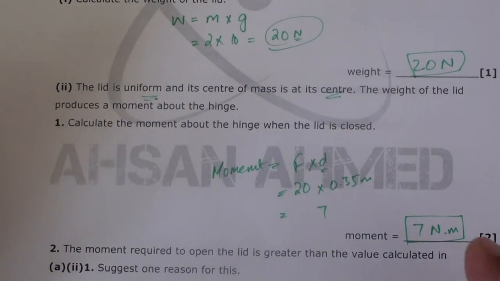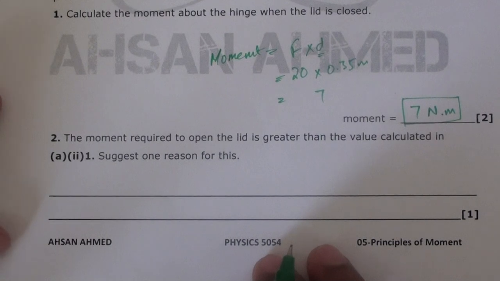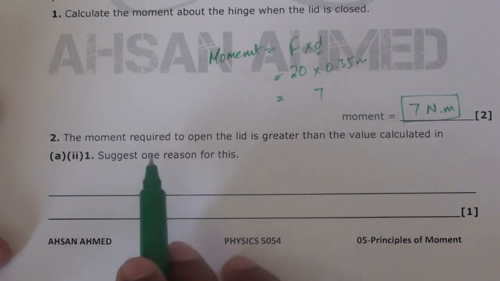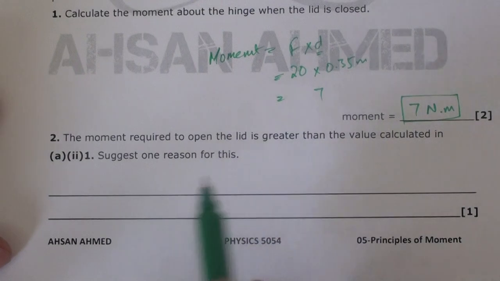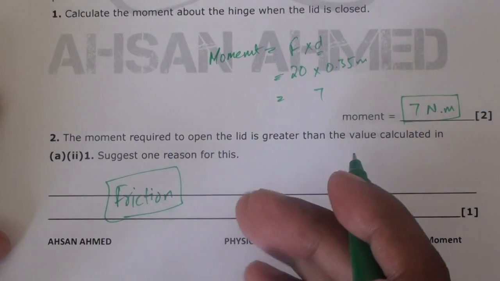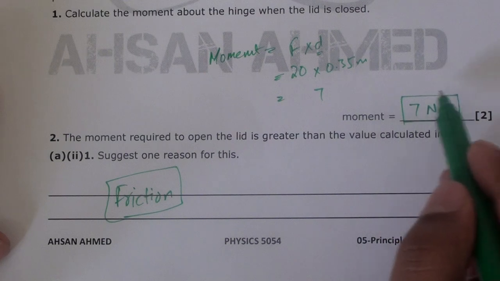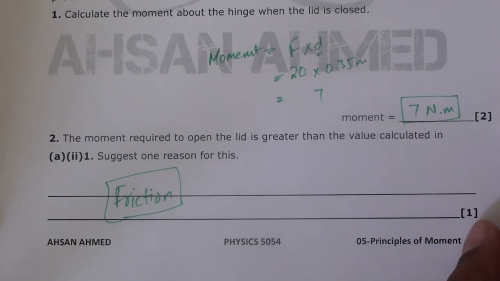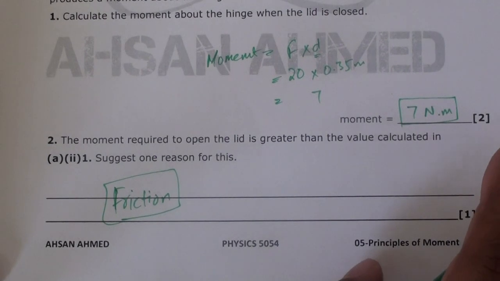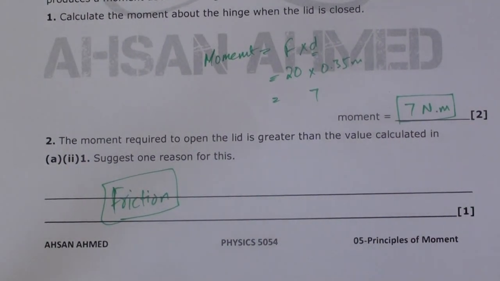Now let's move to part 2, which is the moment required to open the lid is greater than the value calculated in A2 part 1. Suggest one reason for this. We get a moment zyada chahiye hota in reality, aur wo one reason kya hai, dobara hum wahi kahenge, friction would not let. This 7 newton meters for ideal condition, for ideal cases, right? But we don't have ideal cases in our real world. There's friction in mechanical machines. So that won't let us do this easily. It will ask some more force than or more turning effect than 7 newton meter, right? So that's why it's not the same answer.